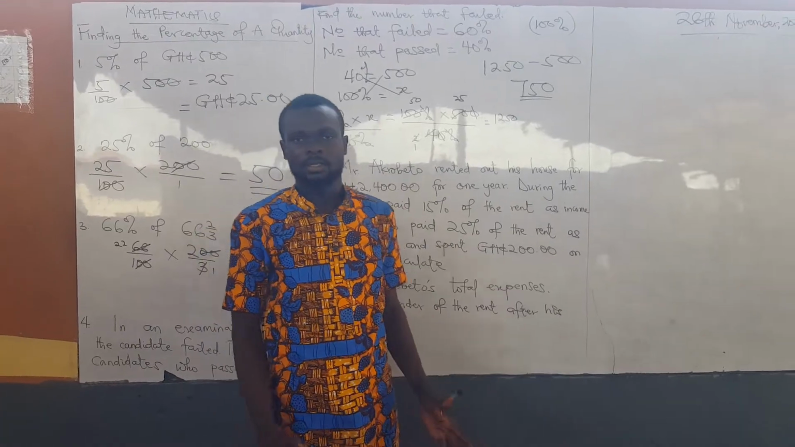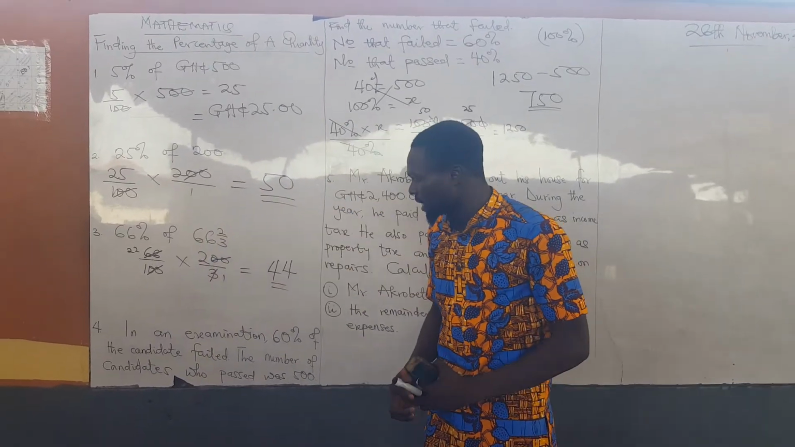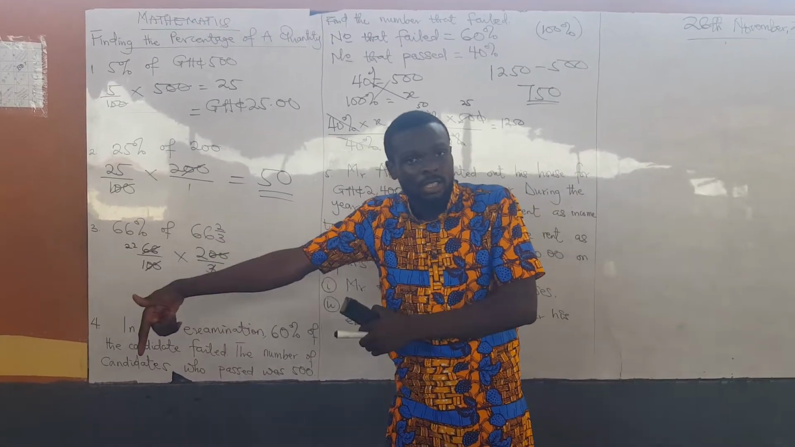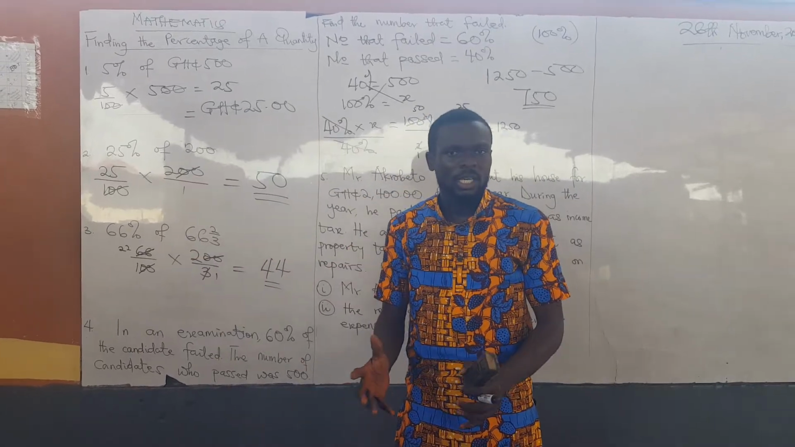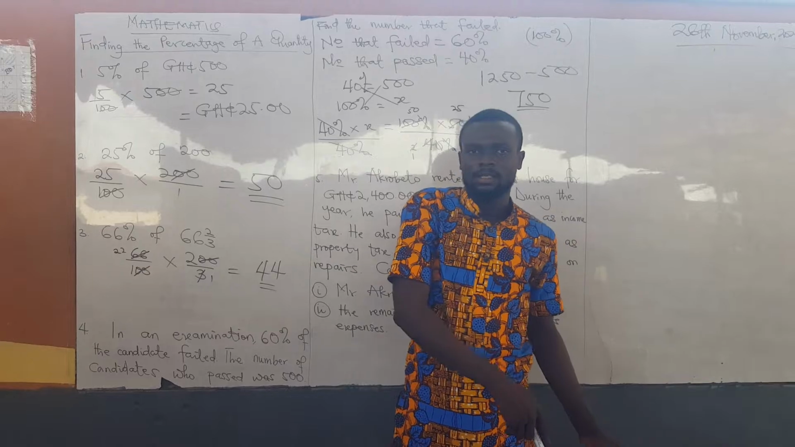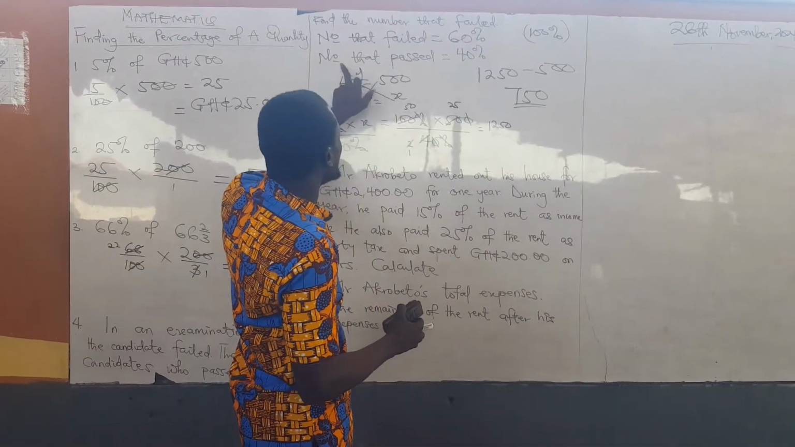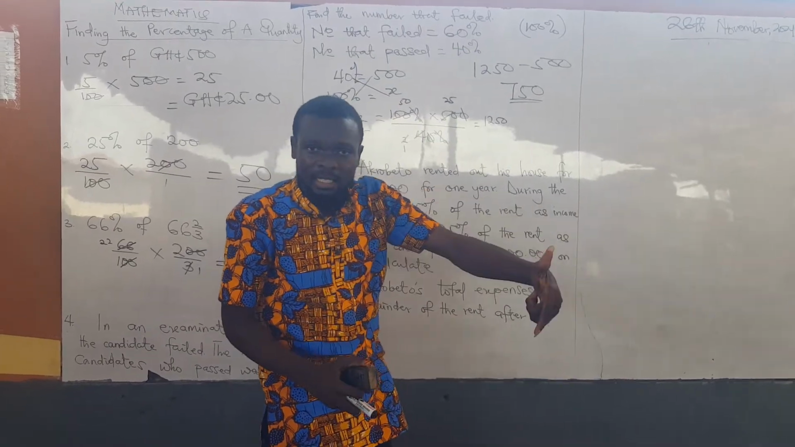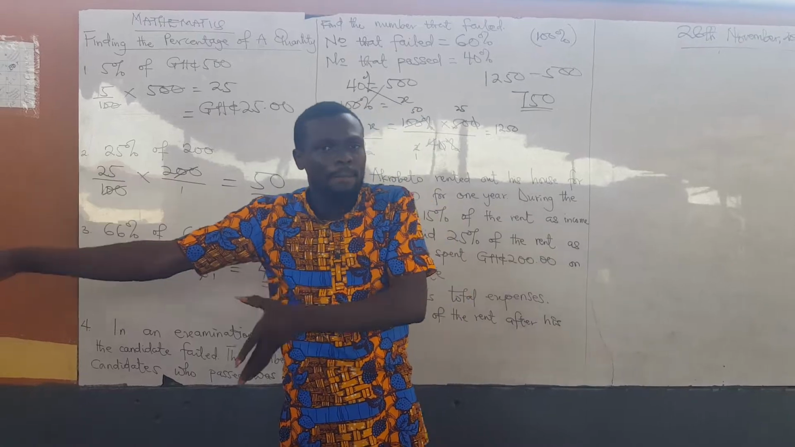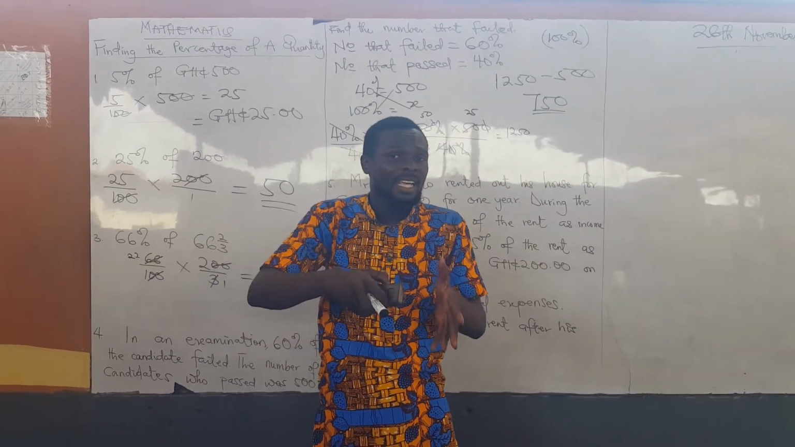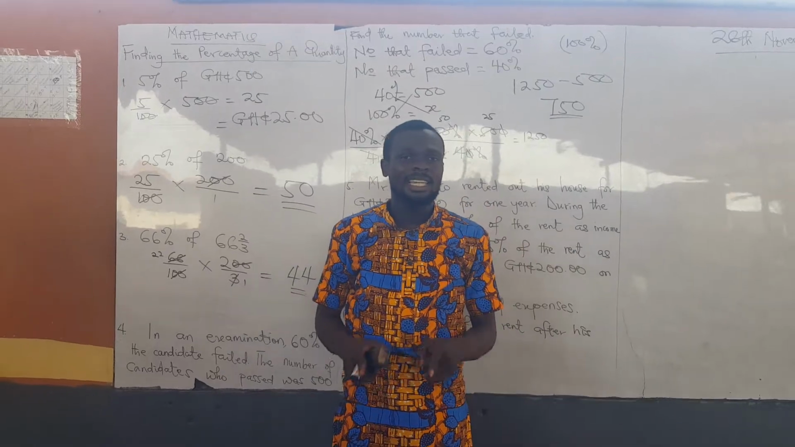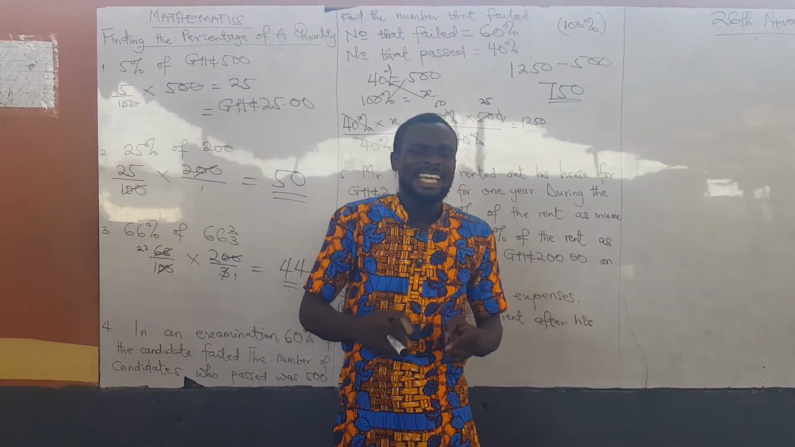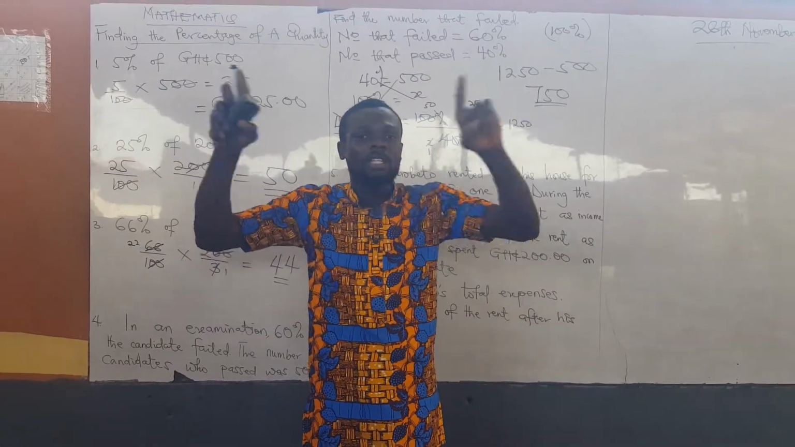So the number of students that failed the test is 750 candidates. Because from the question they said 60% of them failed. So if 60% failed, in terms of percentage, those who passed will be 40%. The 40% that passed are 500 in number. So we have to find the total number of candidates that took the test, and in terms of percentage, it is 100%.